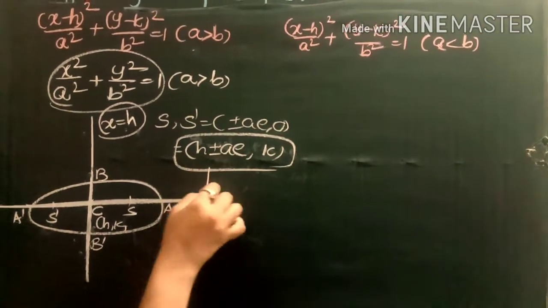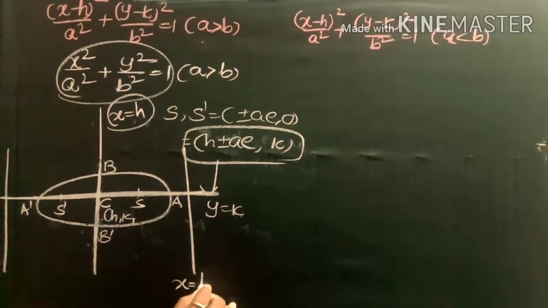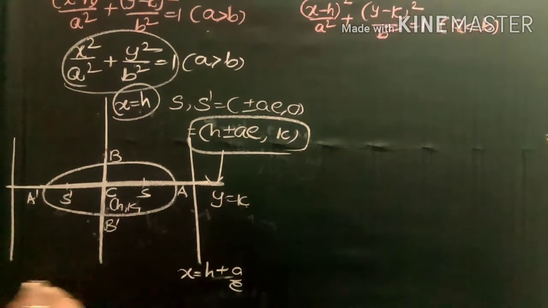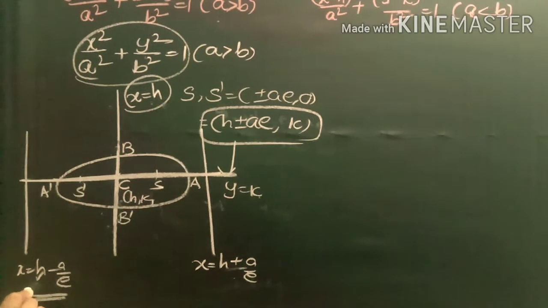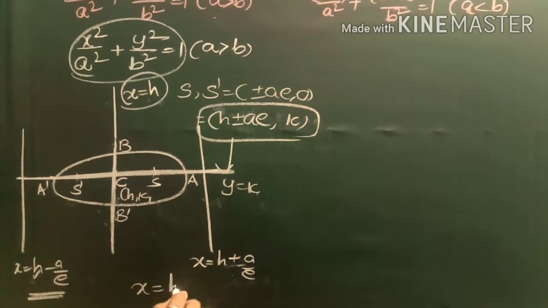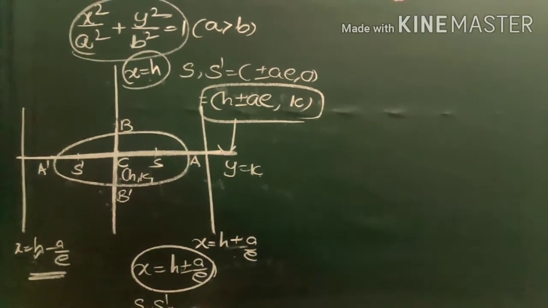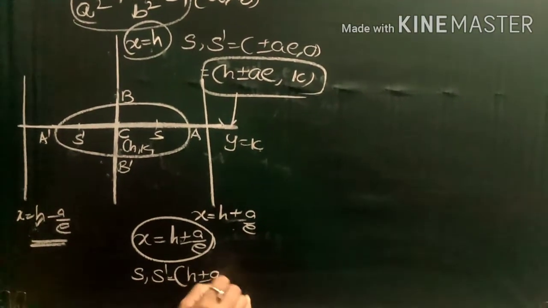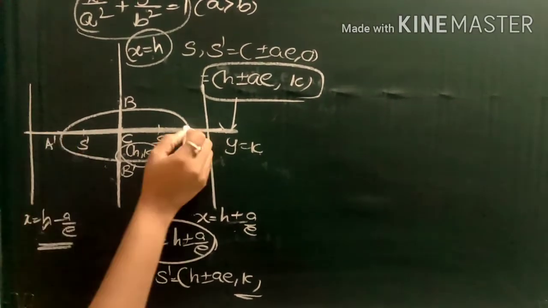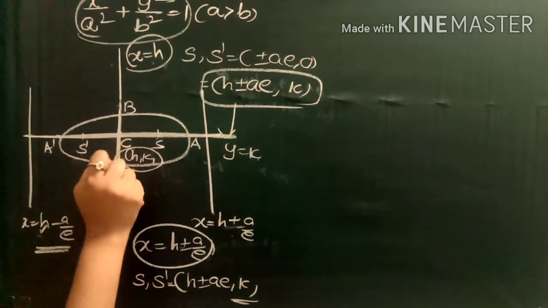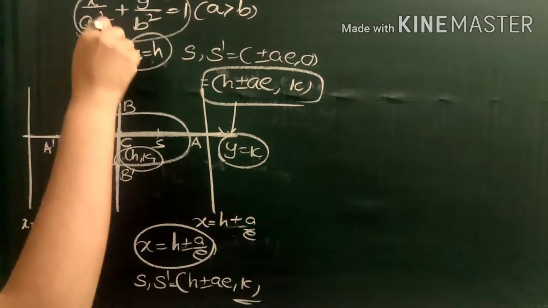These are the focus points in this form, and the equations of the directrices are taken as x equals h plus a by e and x equals h minus a by e. Then we add the term h on the right side. So the equations of the directrices are x equals h plus or minus a by e, and the foci S and S dash are (h plus or minus a, k).